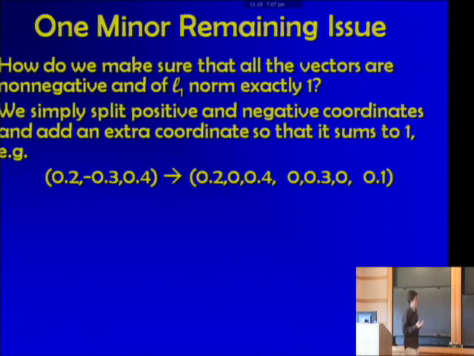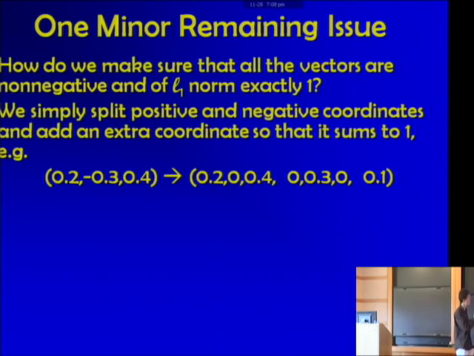If you have a vector that does not sum to 1 and maybe has negative coordinates, you separate it into the positive part, so this is 0.2, 0, and 0.4, and the negative part, this is 0, 0.3, 0, and if it still doesn't sum to 1, just add another coordinate that makes it sum to 1. So it's an easy reduction to the case we saw before. You have to make sure it all works out, but this simple trick does the job.